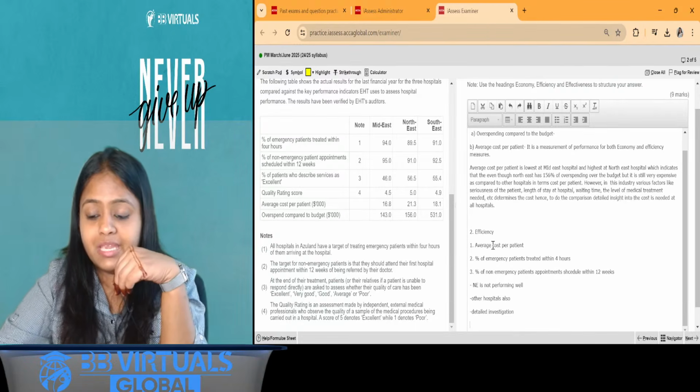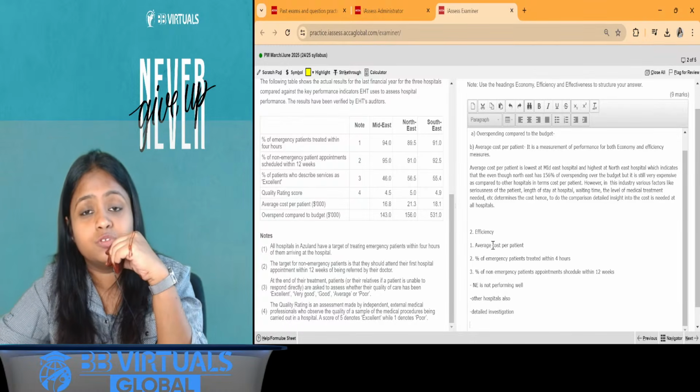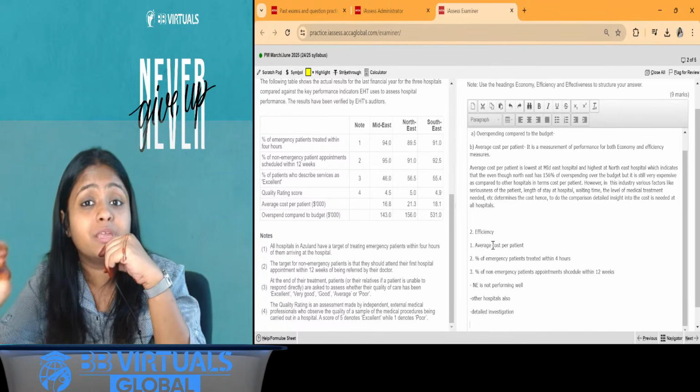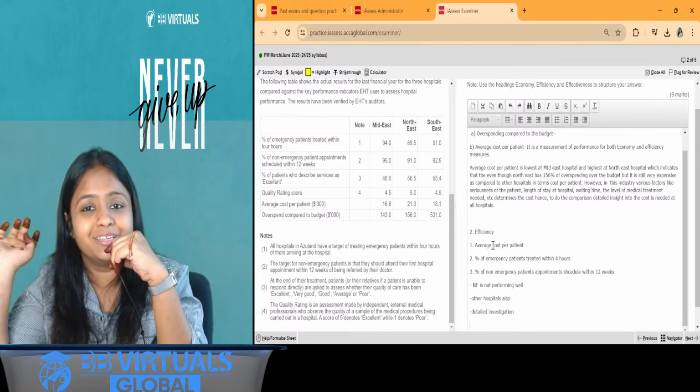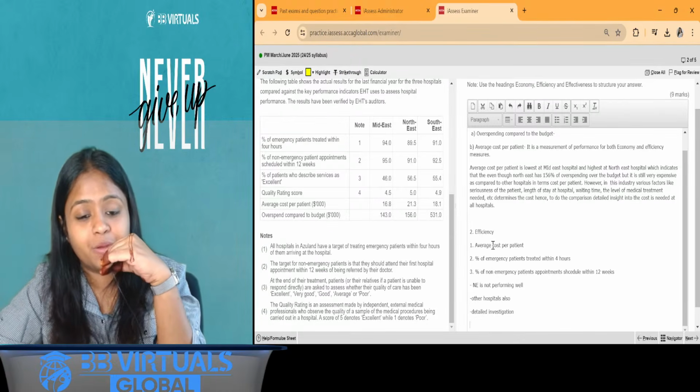So am I using anything which is very technically different? No, I'm just using the question data to answer the question. So always when you read the question properly, more than half of the question is within the question only. More than half of your answer. Now, let's look at the next one.